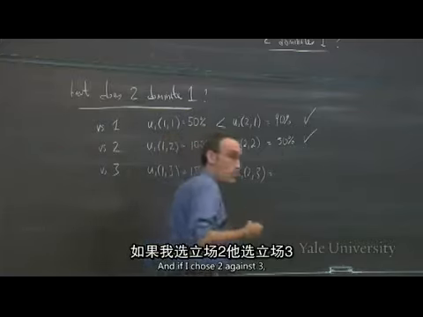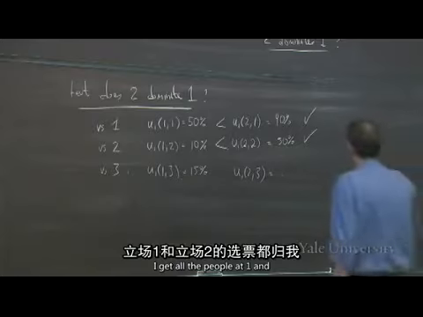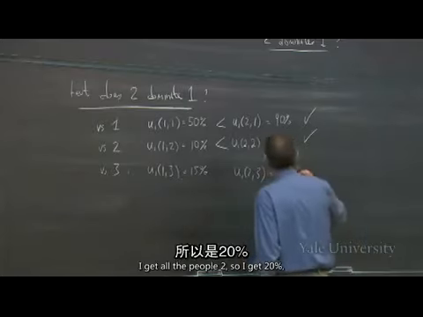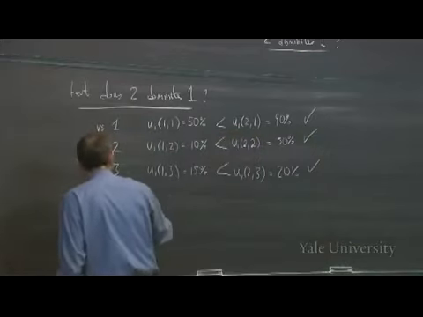And if I choose 2 against 3, what do I get? I get 20. I get all the people at 1 and I get all the people at 2, so I get 20%. So we're okay again. Let's do one more just to see a pattern here.